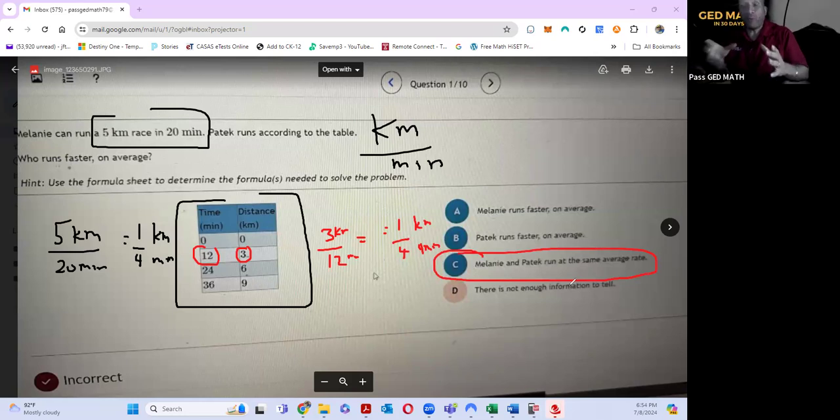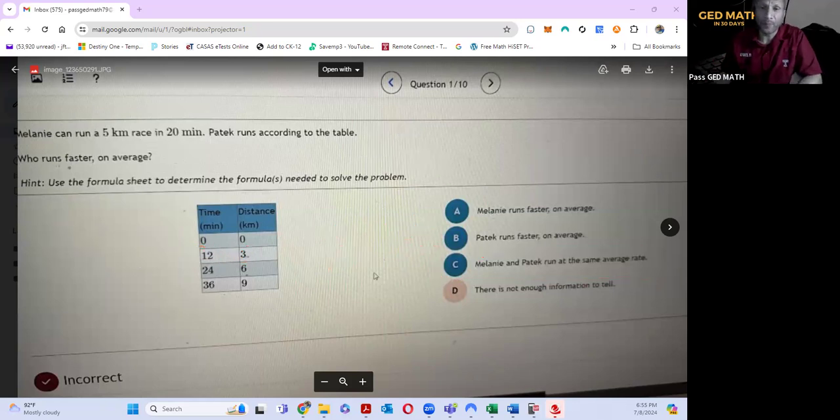Identify what you know. Find whatever ratio it is. I don't care if you did minutes per kilometer, it doesn't matter. But you want to put both in that same form, and then you compare the two. When you think of miles per gallon, miles per minute, usually the distance is up top, the time is down the bottom. So that's why I chose kilometers over minutes. But I took the text and then I took the table and I extracted information from both. They both run at the same average rate. Got me? Did that make that clear for you?